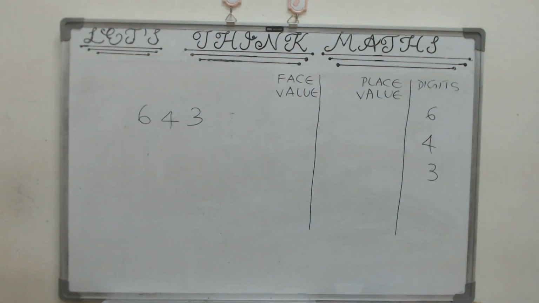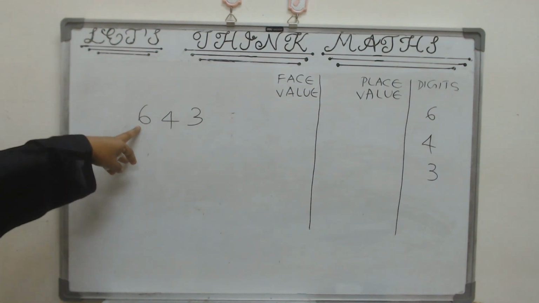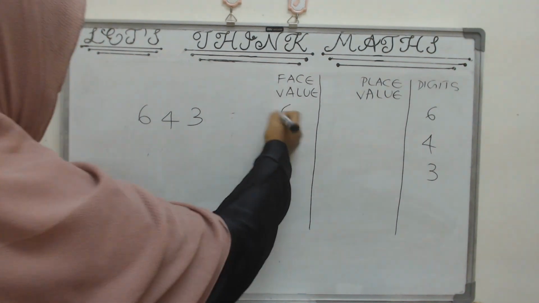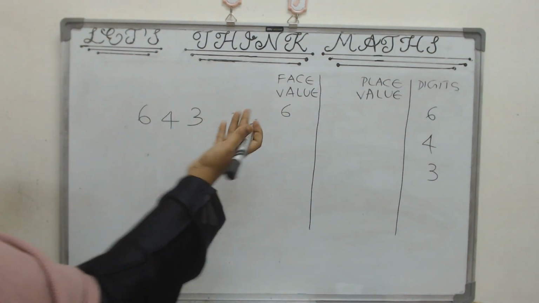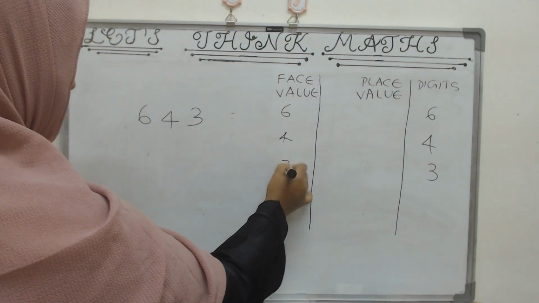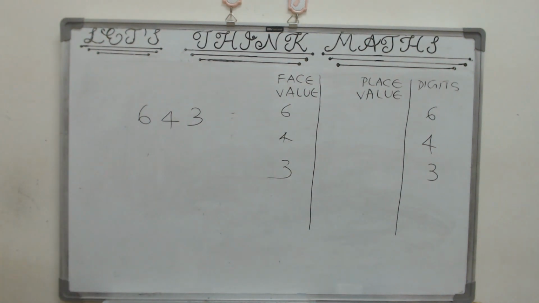What is the difference? Sometimes you will see some people who look ordinary, like Bruce Banner, and you get to know them and they turn out to be the Incredible Hulk. So there are numbers which look like something, but their place is something else. Now what does this number look like? It looks like 6. Its face value is 6. What does this number look like? Looks like 4. Looks like 3. This is their face value.